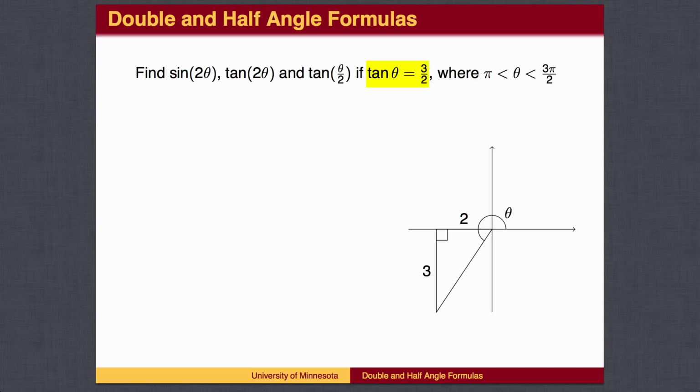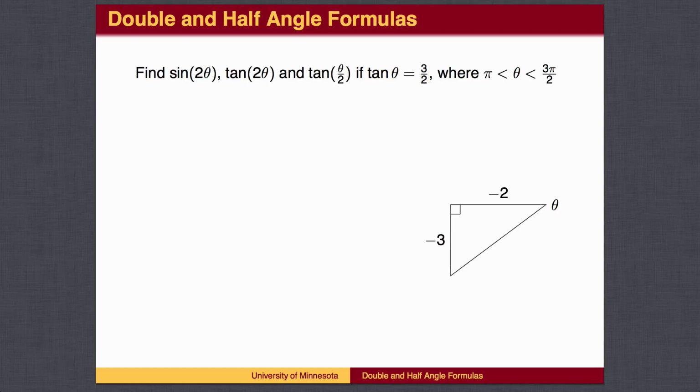First, we are given information about the tangent of theta, so we can draw the triangle and label the legs. Note that we are given that theta is in the third quadrant, so I drew the hypotenuse going down and to the left. Since theta is in the third quadrant, the sine and cosine will be negative, so perhaps it is better to label the legs with negative numbers. We can then use the Pythagorean theorem to find the length of the hypotenuse.